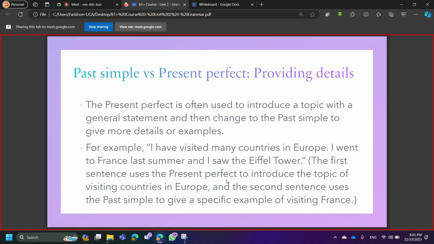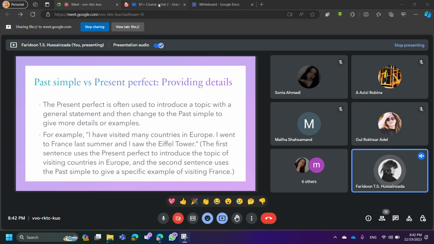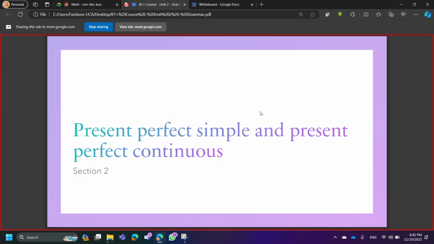So before we go to section 2, guys, if you do have any questions, just raise your hand. Okay, guys, so if you don't have any questions, let's now go on to section 2.